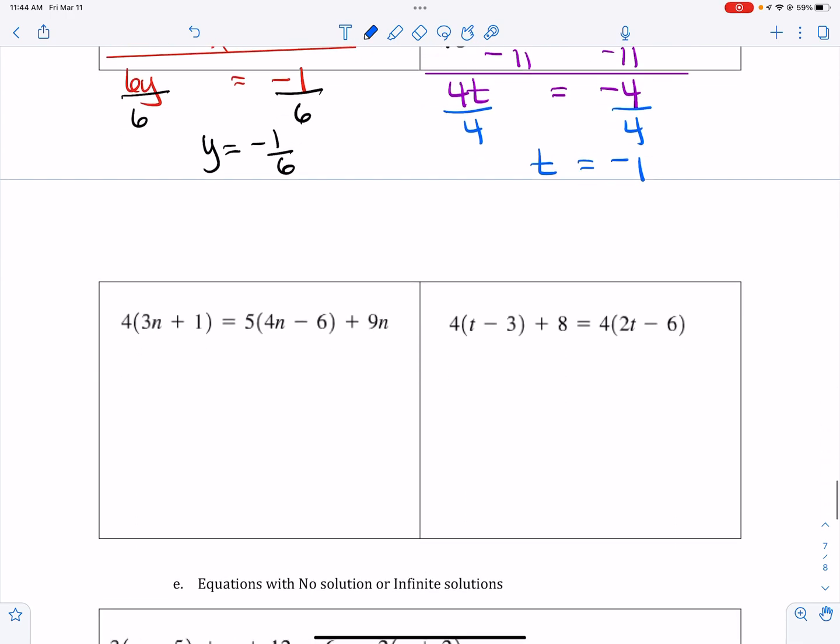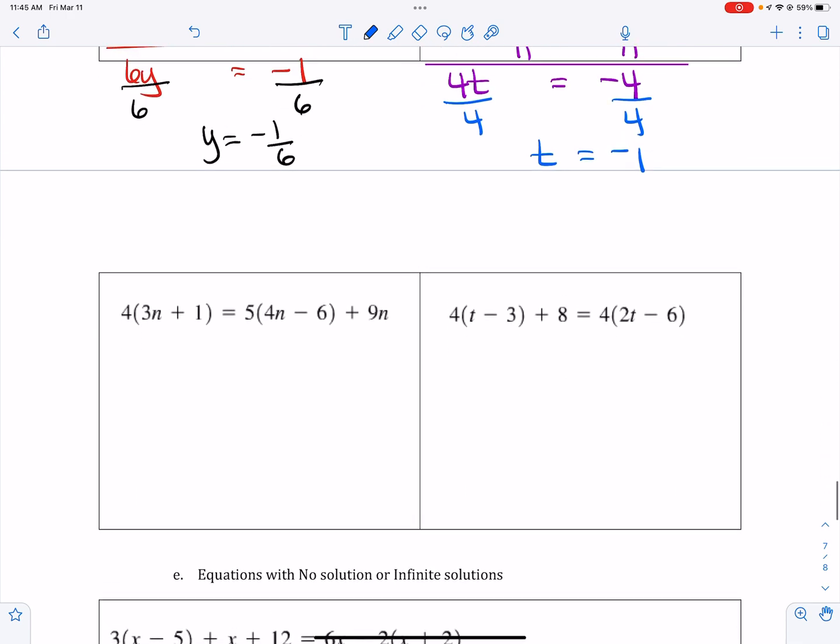Now we'll see parentheses on a lot of sides. We might see 2 parentheses, we might see various parentheses, we'll see variables on both sides. We're going to see a lot of steps. The only thing that this problem pretty much doesn't have is fractions. So we're going to distribute first, take care of all these parentheses. So I will get 12n plus 4 is equal to 20n minus 30 plus 9n.